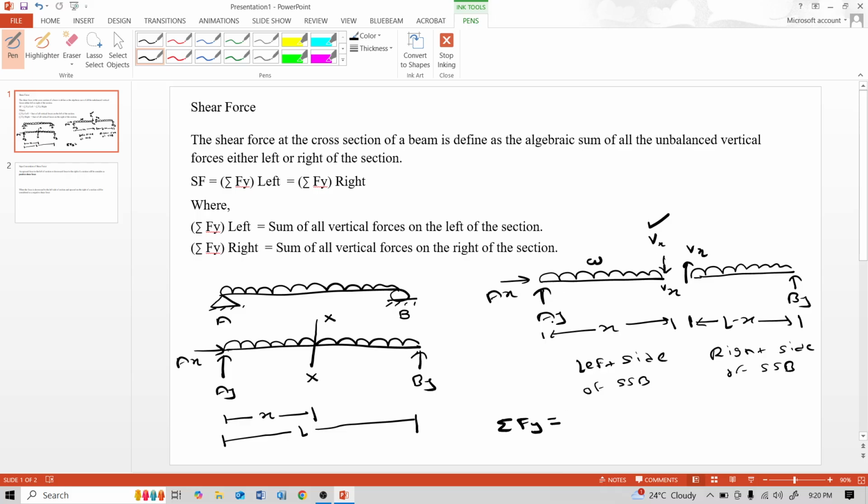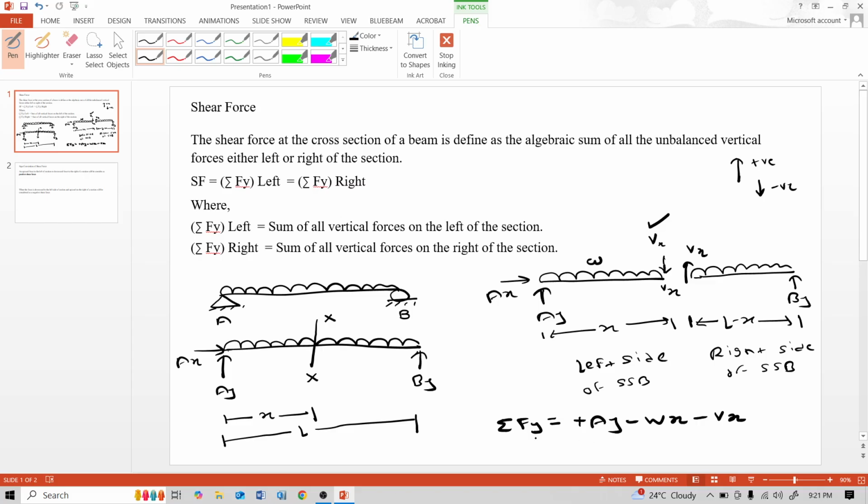So here AY is vertical. Upward vertical force is positive and downward force is negative. The vertical reaction is positive and the downward force is negative. Here AY is positive, W into x is acting at x by 2 from A. Therefore minus Wx and minus Vx.